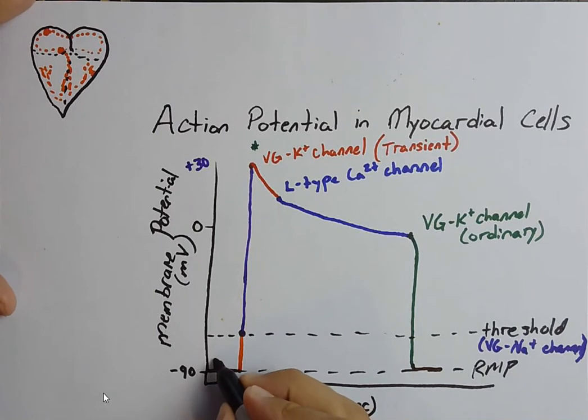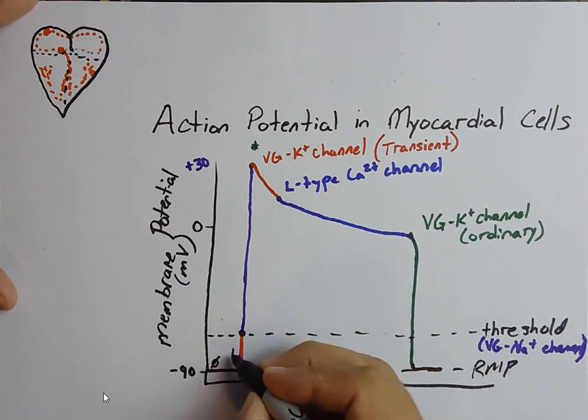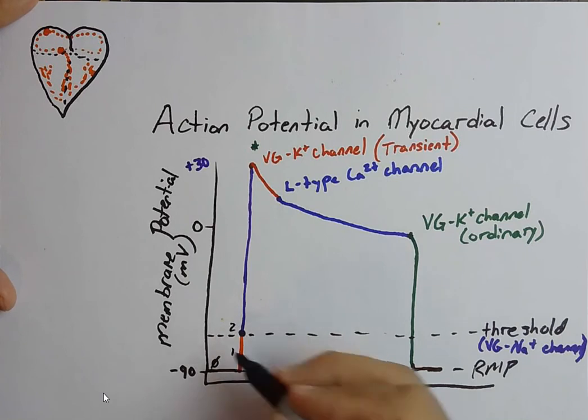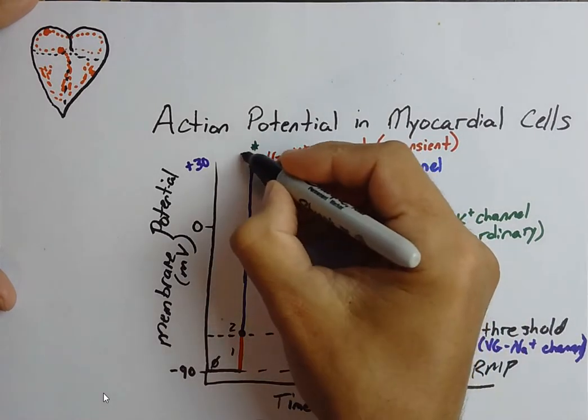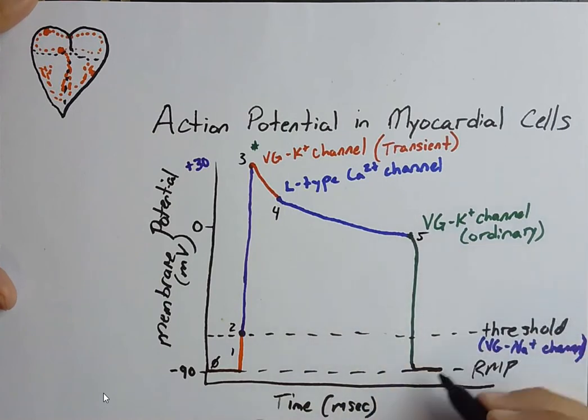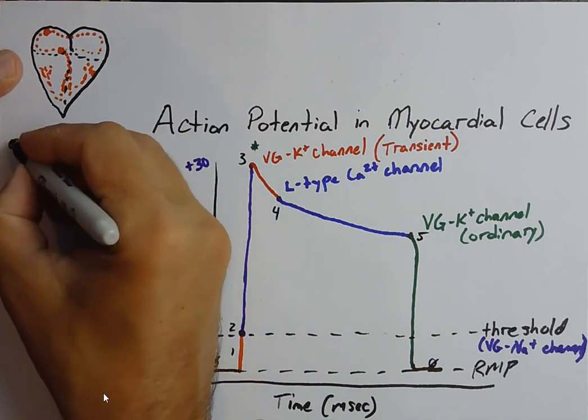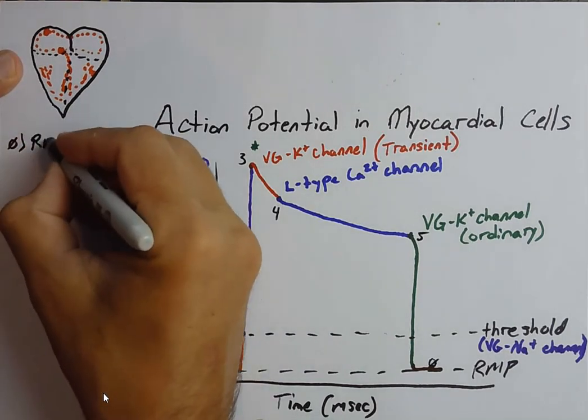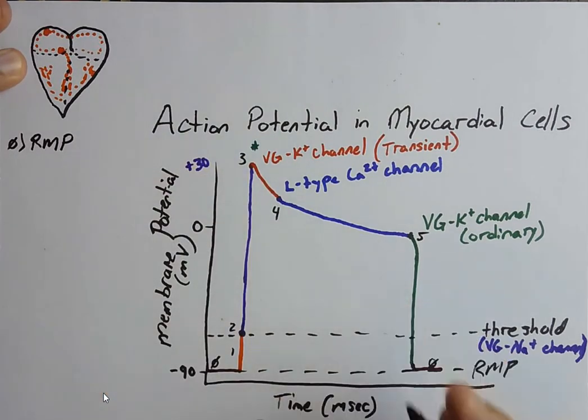So here we're going to have step 0. Here we'll have step 1. Here we'll have step 2. Up here, step 3. Here will be step 4. And here will be step 5. And then we're going to reach step 0 again down here. So at step 0, what do we have going on? Resting membrane potential. By the way, I'm a true believer redundancy is the key to learning. If you are one of my students, you already know this. So that's why I repeat these things over and over and over.